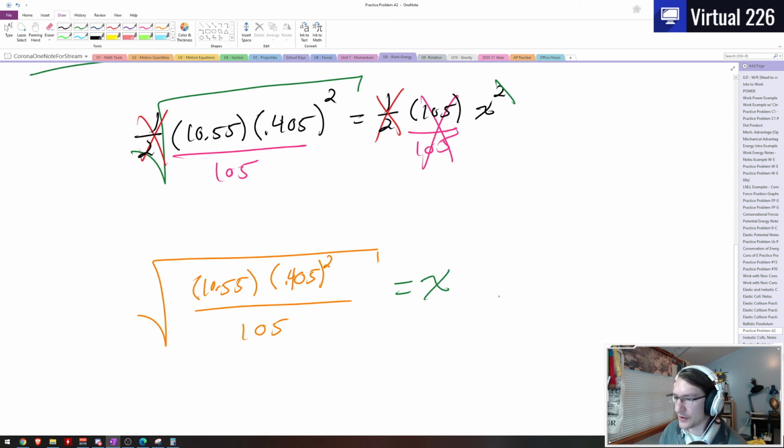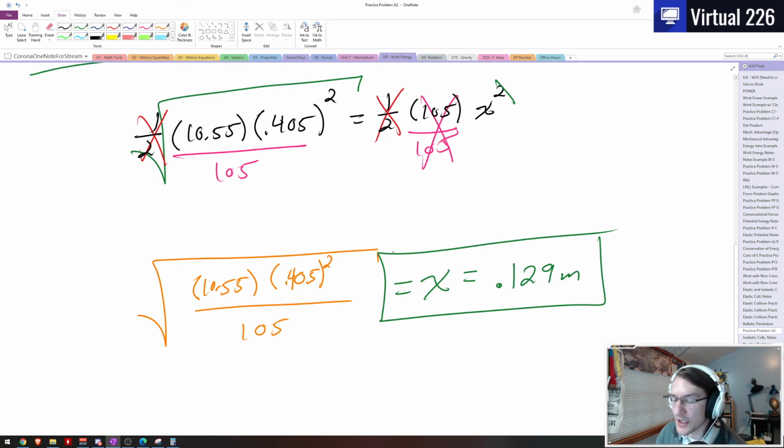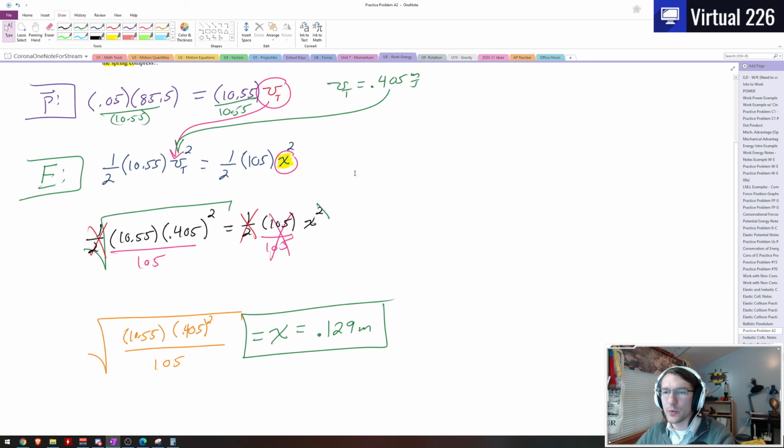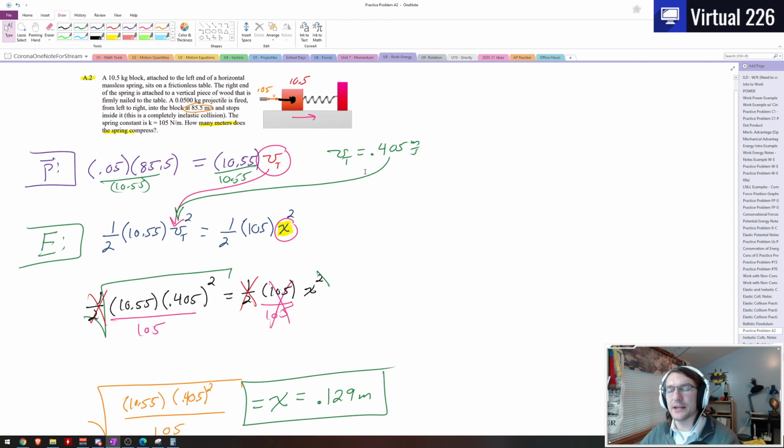And when we throw that all through the calculator, we get a quantity of approximately, given some rounding, 0.129 meters. So just like that, another inelastic collision has been solved. We are still conserving momentum and then using that idea to plug back into energy, which was not conserved, so we can solve this problem.